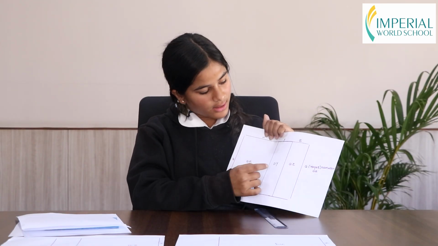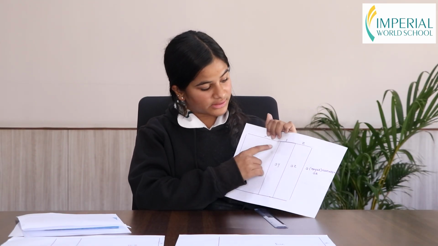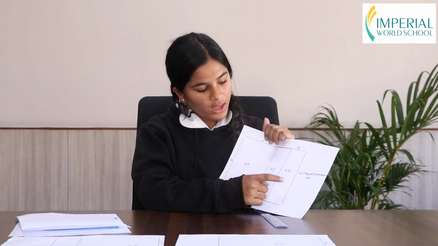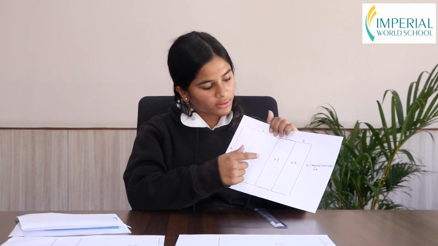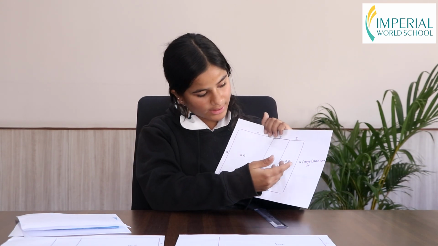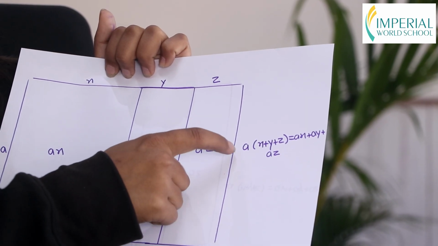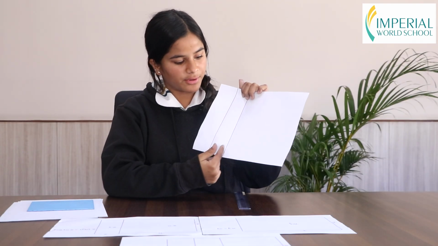The area of the first part is ax, the area of the second part is ay, and the area of the last part is az. The product of the whole thing is ax plus ay plus az. Now I'll be showing trinomial by binomial. Now I'll be folding the paper from here.